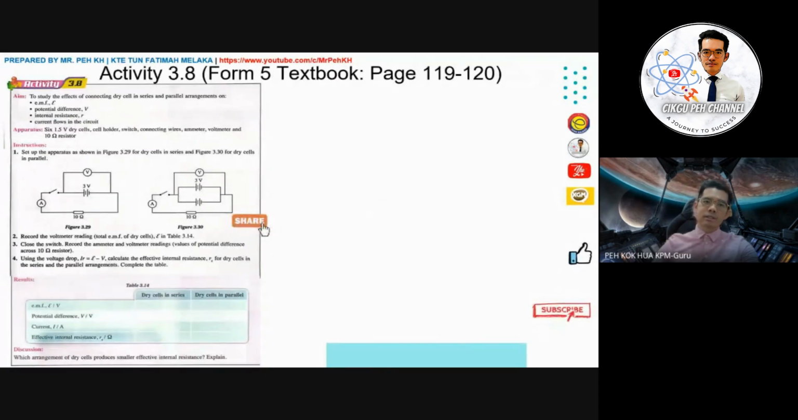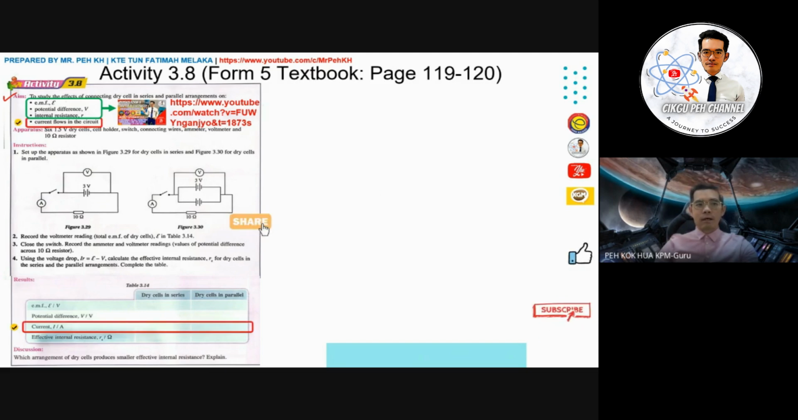So now let us go through the theory about Activity 3.8 in your textbook, pages 119 and 120. The aim of the experiment is to study the effect of connecting dry cells in series and parallel arrangement on E.M.F., potential difference, internal resistance, and current flow in the circuits. The first three effects I already discussed in my previous video. You may click the link to get through the experiment and get to know more about it.